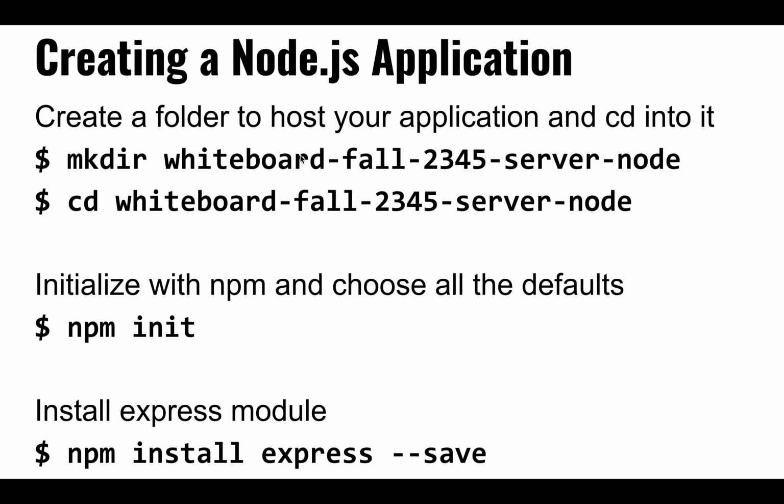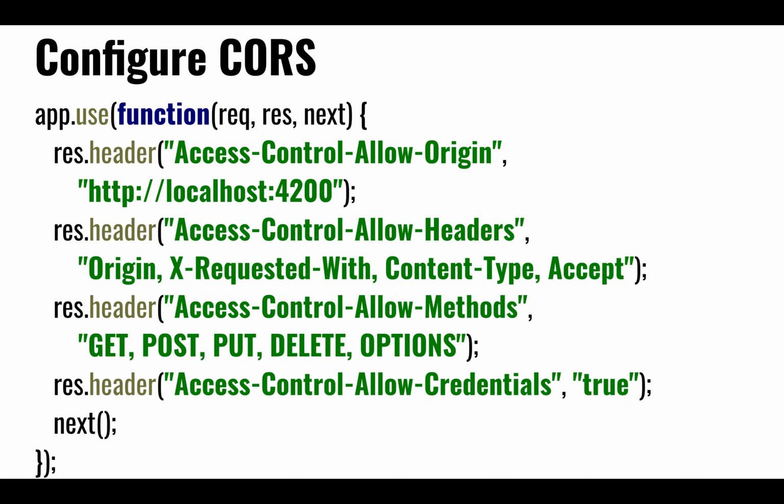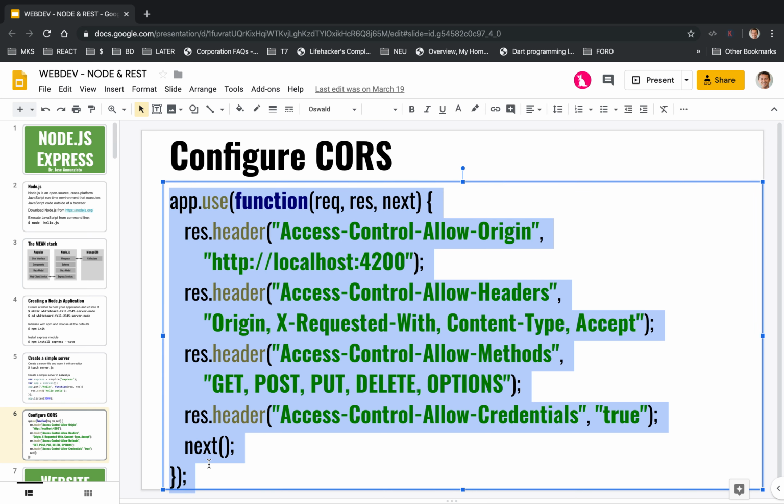So we need to configure the server to support cross-origin resource sharing. And the way we do that is to configure CORS, right? And this is a snippet of code that is going to allow me to do that. So I'm just going to copy it from here. This is kind of like my cheat sheet. So I'm going to grab that.